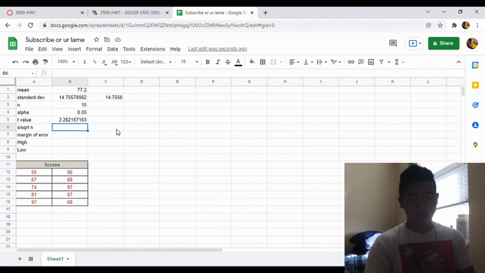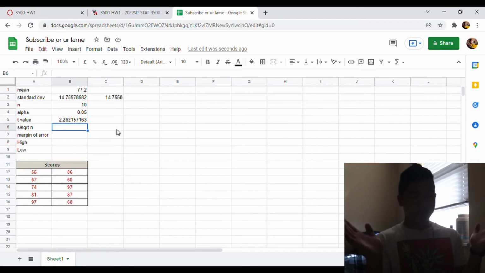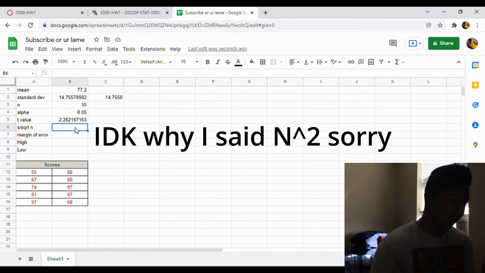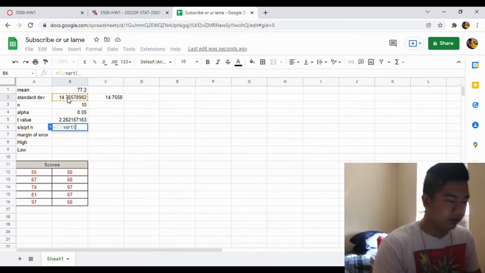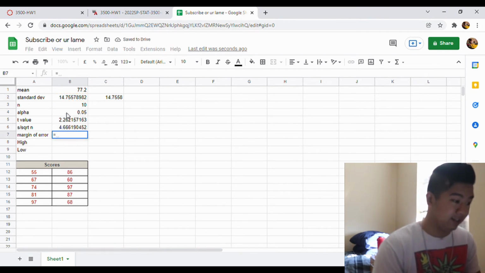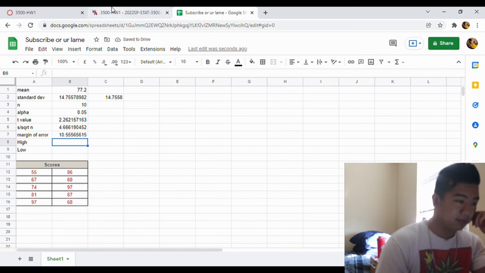If you don't know why we're doing this, here's our formula to find the margin of error. We are finding the t value, and then we're going to multiply it by the standard deviation over the square root of n, which is this box right here. Standard deviation is equal to this number over the square root of 10, because that's our n. So then we get that. Our margin of error is when we multiply these together. There is our margin of error.